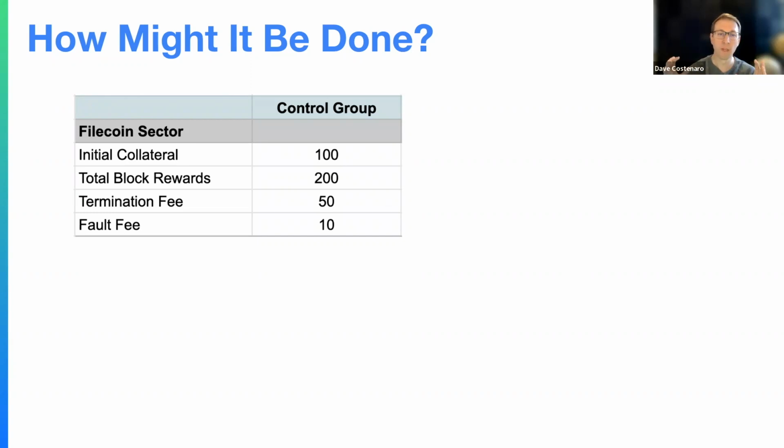If you fail to keep your sector online for too long, it is considered a terminated sector, and then your collateral will get slashed. You'll get a penalty. You'll have to pay out 50 units here. And if you have a short fault, a short period of downtime, then that would be maybe 10 units.